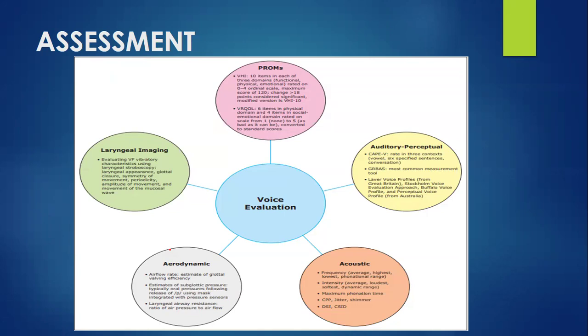Okay. There's jitter, and jitter has to do with perturbations in pitch or variations in pitch. And shimmer is variations in loudness or variations in intensity.